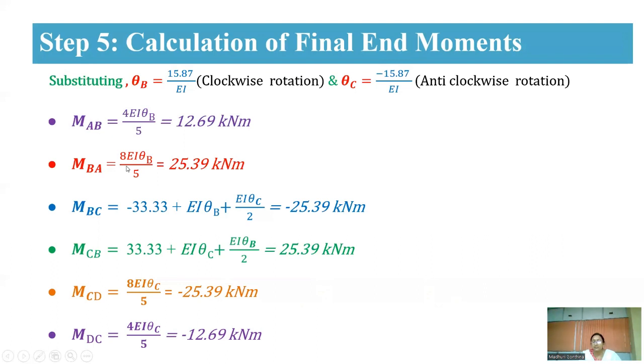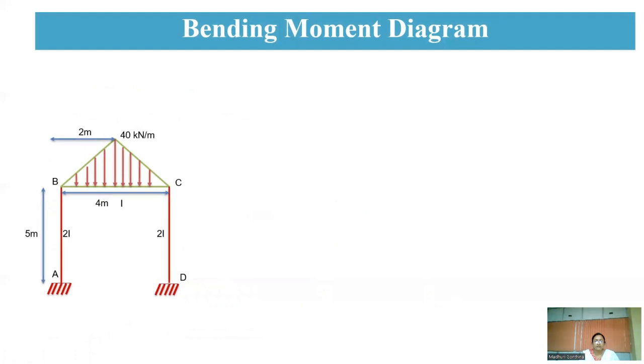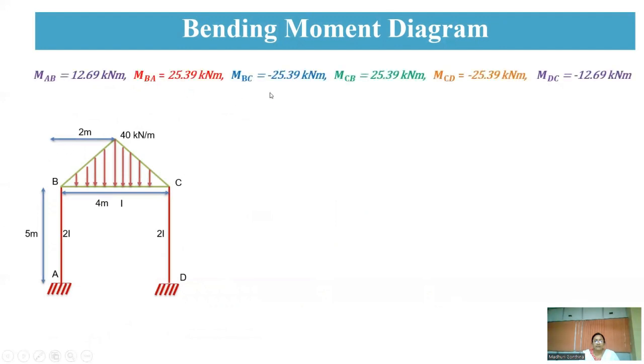So by using these final end moments, we are going to draw the free body diagram. Then you're going to draw the bending moment diagram and shear force diagram. So let's see how to draw a bending moment diagram. For this frame, these are the end moments we got from the previous step. So I'll just draw the reactions first.